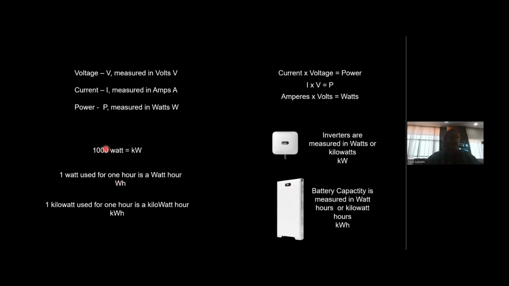By the way, in the metric system, I think we all know that when you have 1,000 of something, it becomes a kilo of that. So kilowatt, kilovolt, kiloamp is 1,000 of them. And when you use a watt for 1 hour, it's a watt hour. When you use a kilowatt for 1 hour, it's a kilowatt hour. And inverters are kilowatts. Batteries are kilowatt hours.